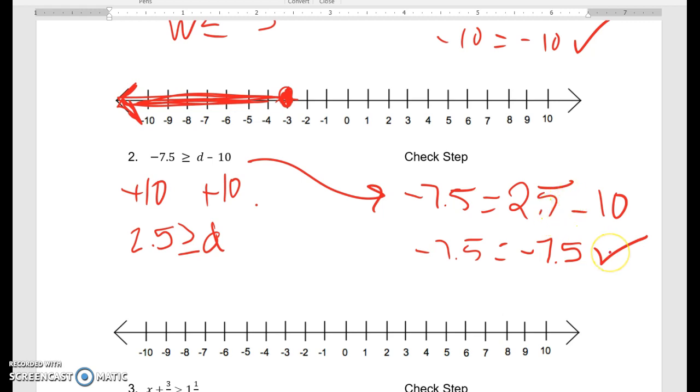2.7 minus 10 will give you -7.5. Okay, so let's plot it once again. Close dot, we have that equal to sign, so -7.5. So this one might be a little bit trickier, or sorry, excuse me, 2.5. So 2.5, so there's 2, 2.5. All values are less than.